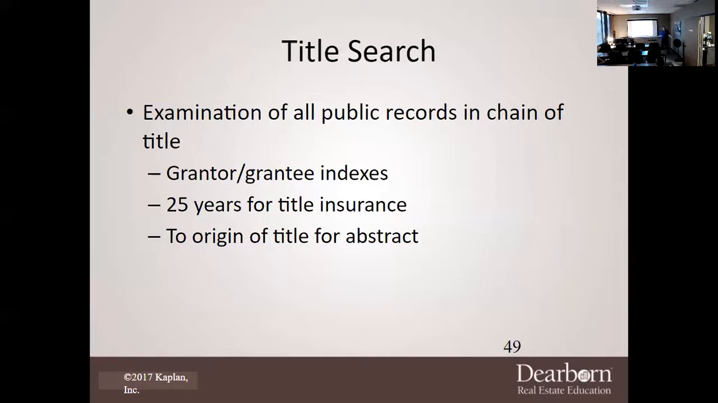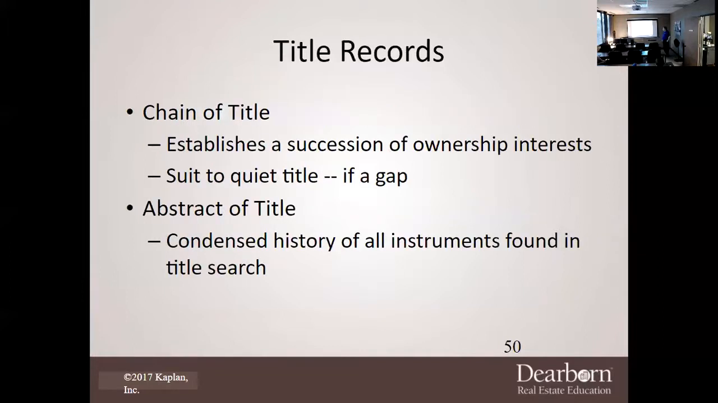Not a bad day, okay? That's what a lot of title companies do. They sit behind and run searches and make money just sitting behind their desks.